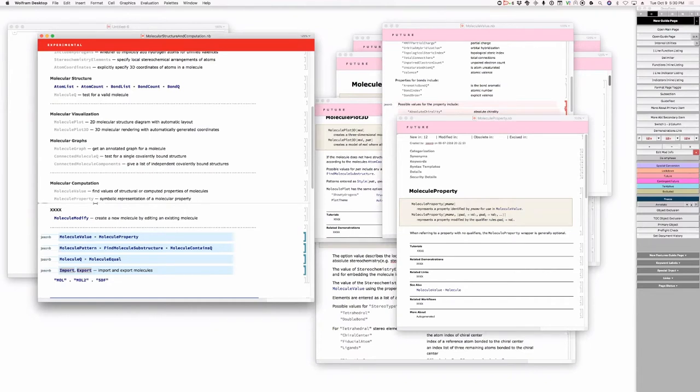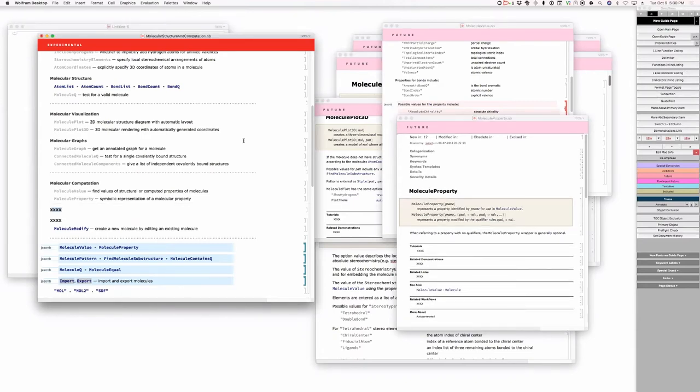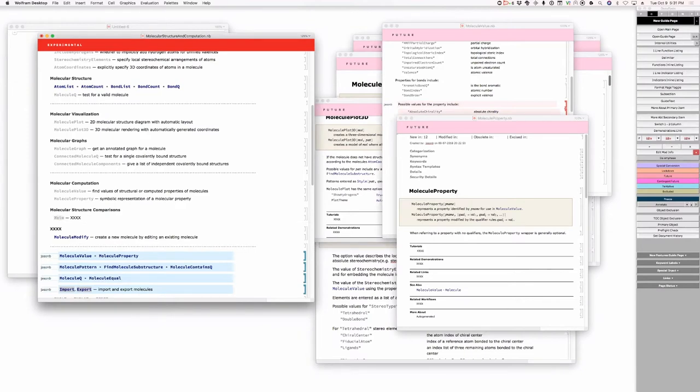Okay. So next we have probably molecule equal. What does that do? It tests for equivalence of molecules. Is equivalence the perfect word? Well, no. Comparison is a better word here because it has several string-valued same tests. Test for molecular equivalence with various criteria. That's a function that I considered naming molecule isomer Q, but I think equal just sounds better.